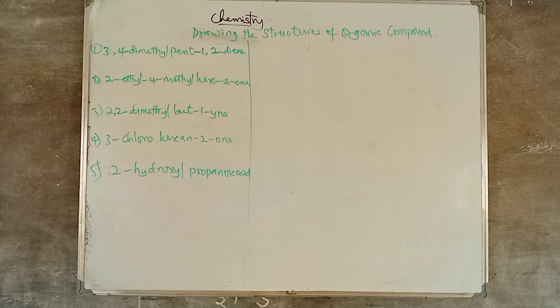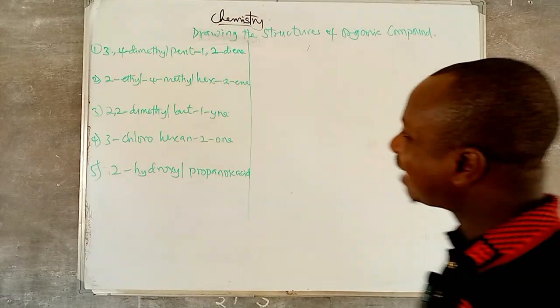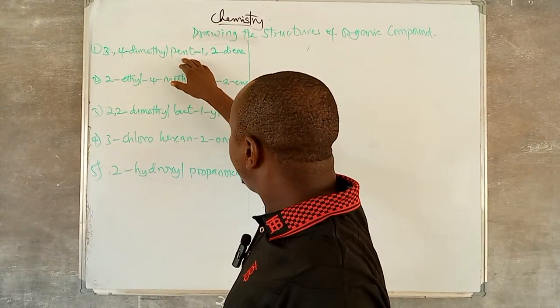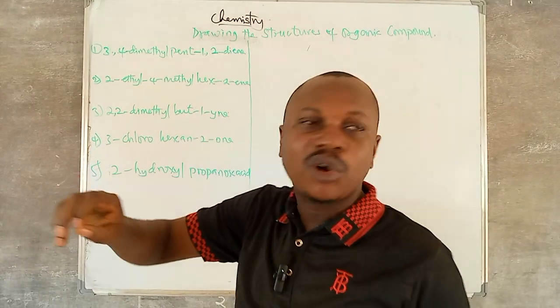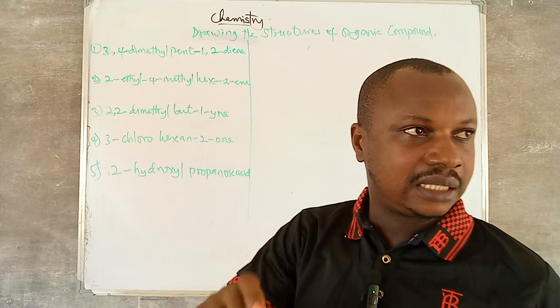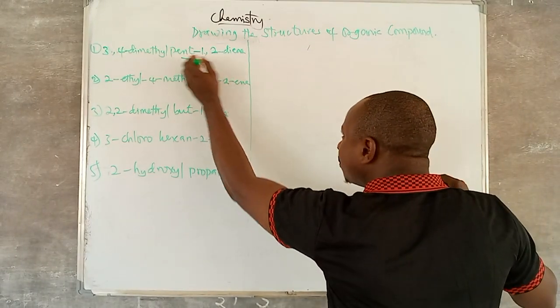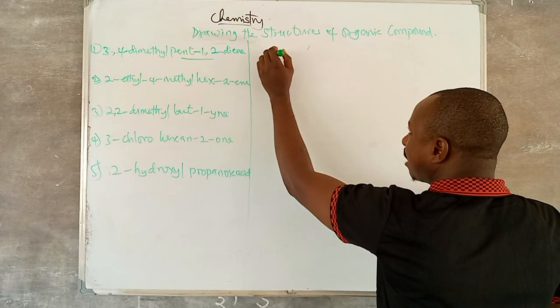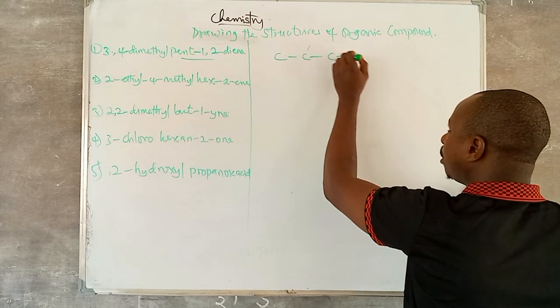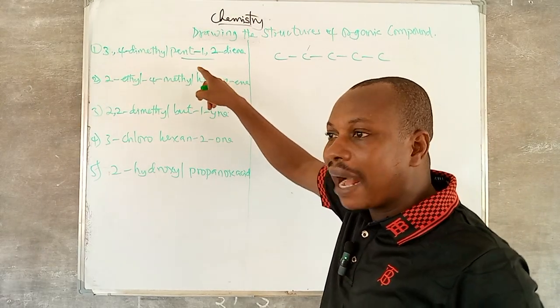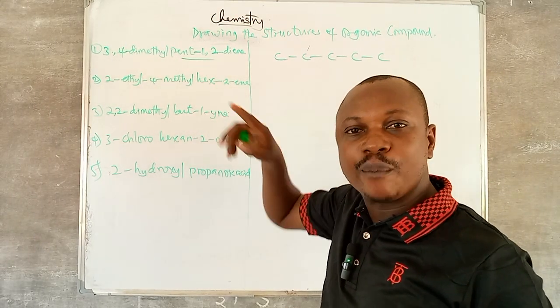If you see this kind of name, I always advise you to start from the root, which is pent. How many carbon atoms make up pent? It is 5 carbon atoms. Just start from the root and start drawing: 1, 2, 3, 4, 5. This is our root hydrocarbon now. Remember, I started from the back, from the root.